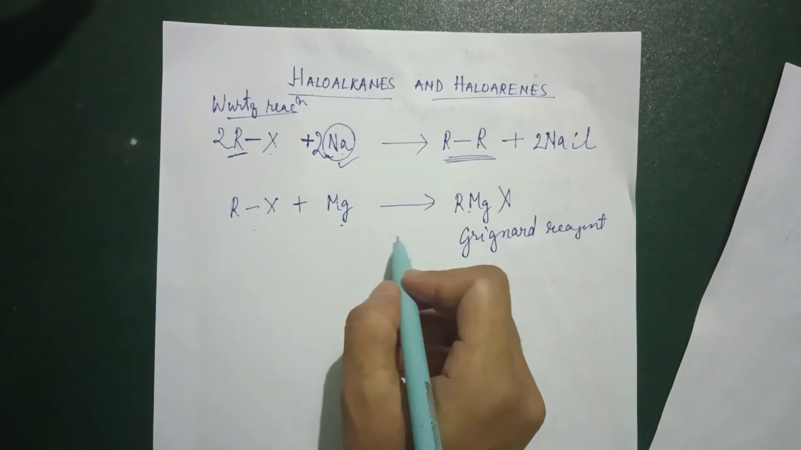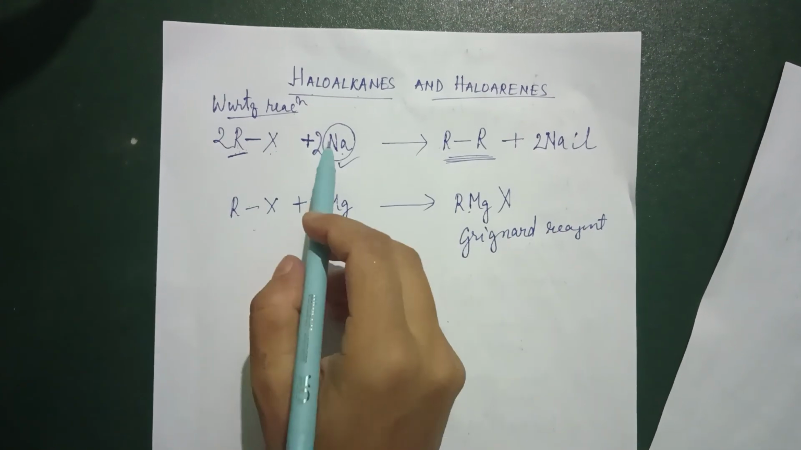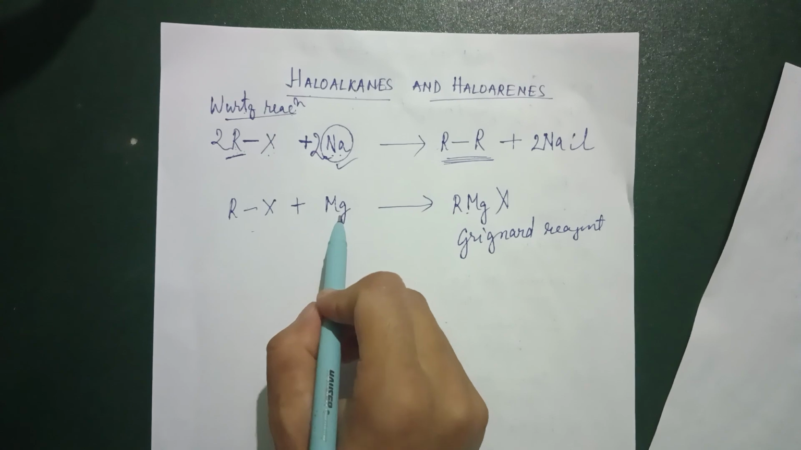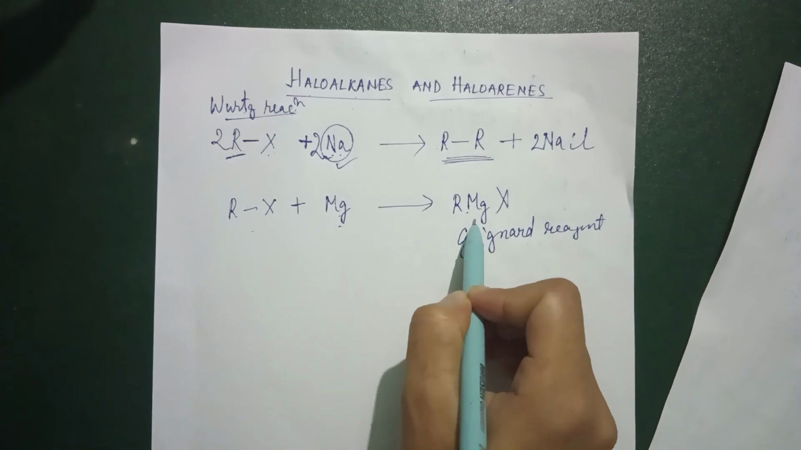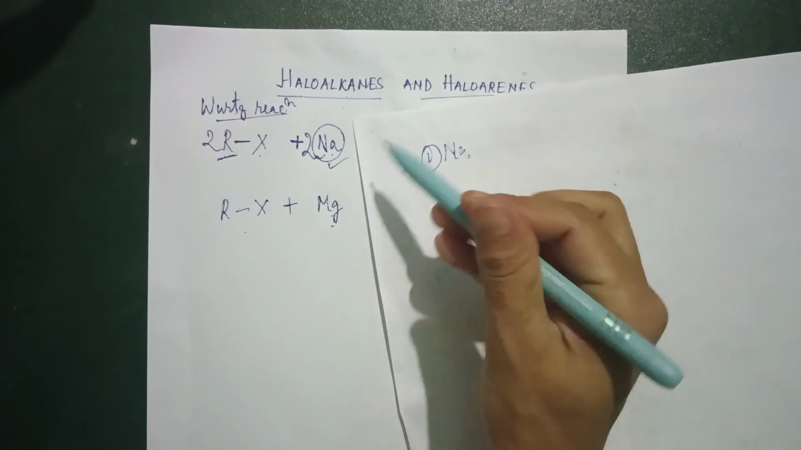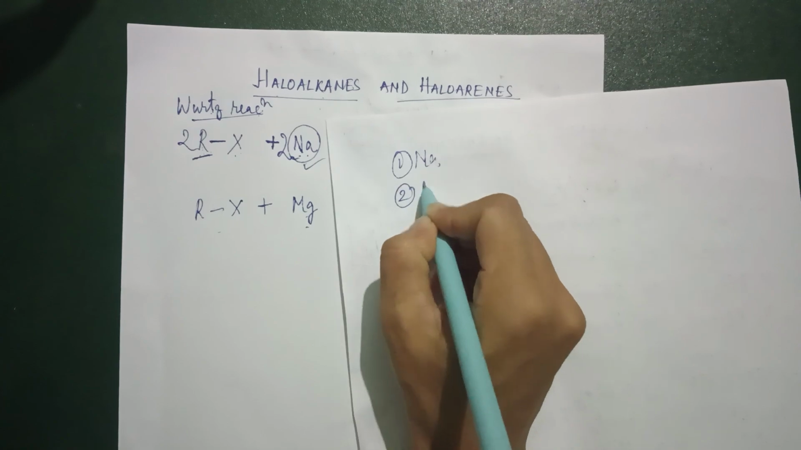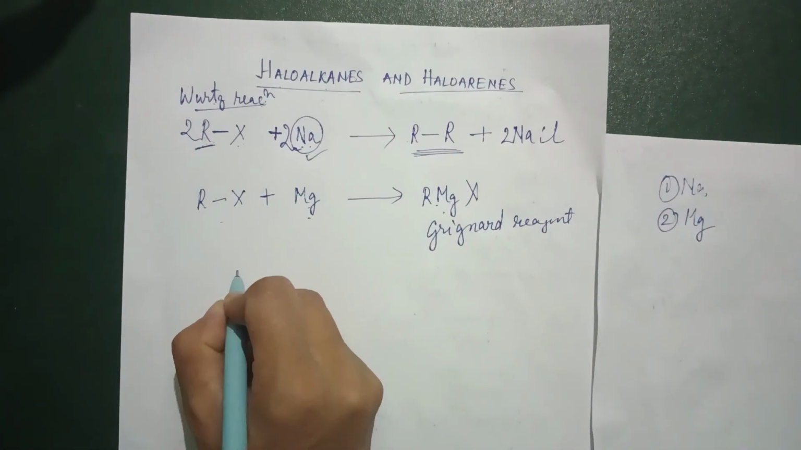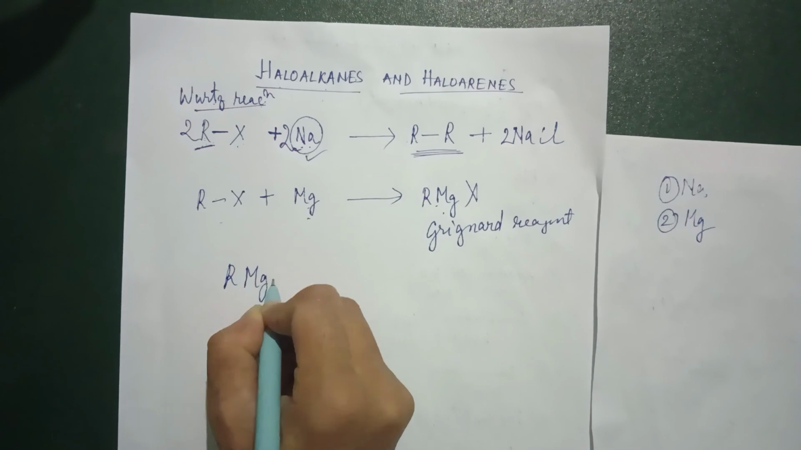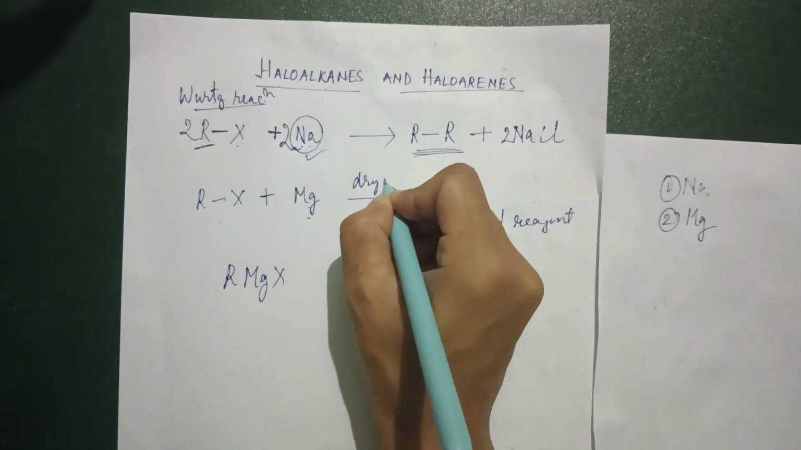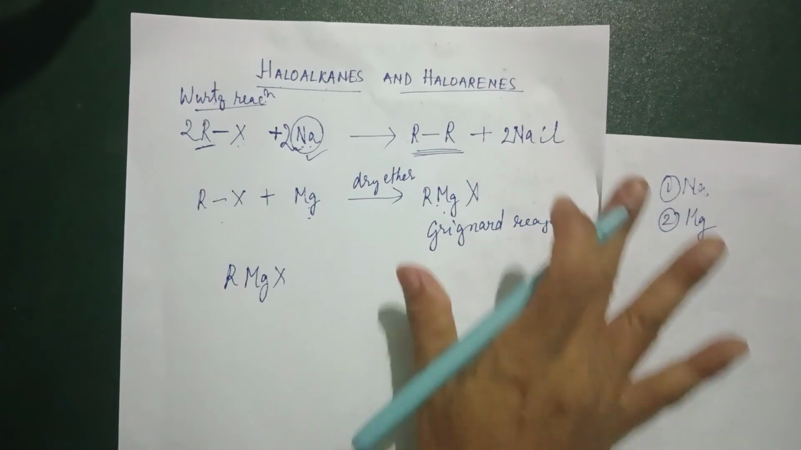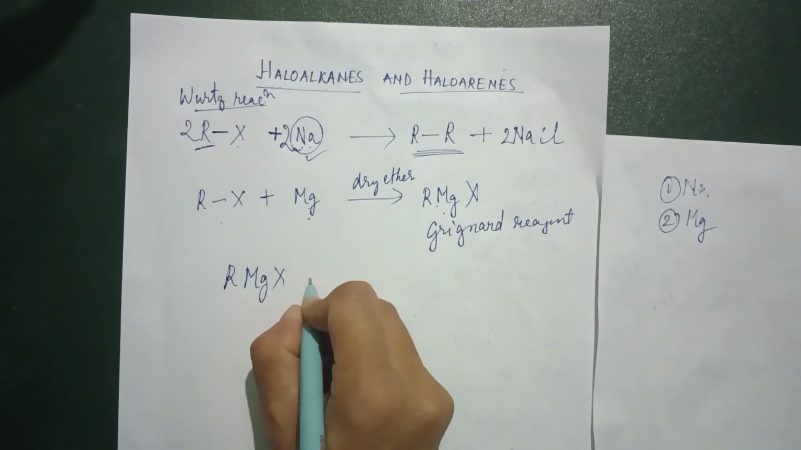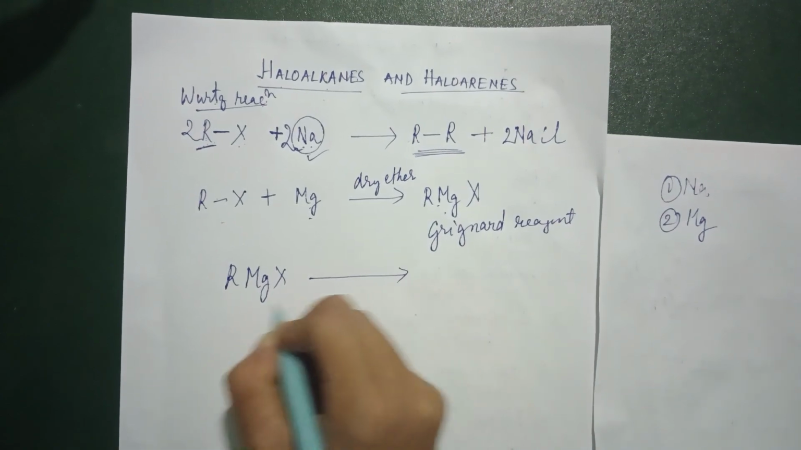So from this chapter, we have two metals: one is sodium, that is the Wurtz reaction, and another is magnesium, that is the formation of the Grignard reagent. So we have another reagent, magnesium. You learn it in this way. This Grignard reagent should always be in dry conditions, in dry ether, so it will be free from moisture. This Grignard reagent is very reactive.